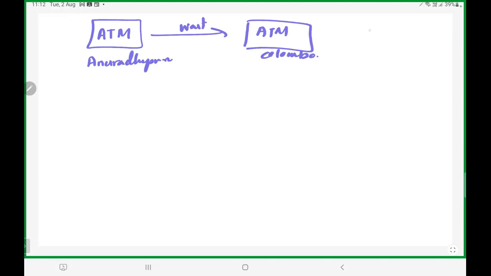But if there is concurrency, the Anuradhapura person can take money at the same time. At the same time, the Colombo person can also take money.